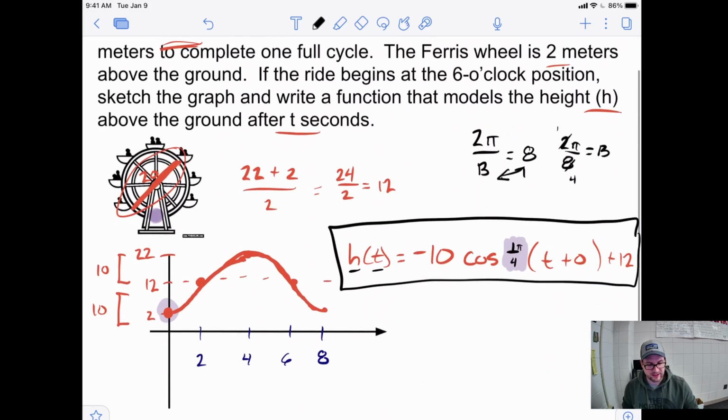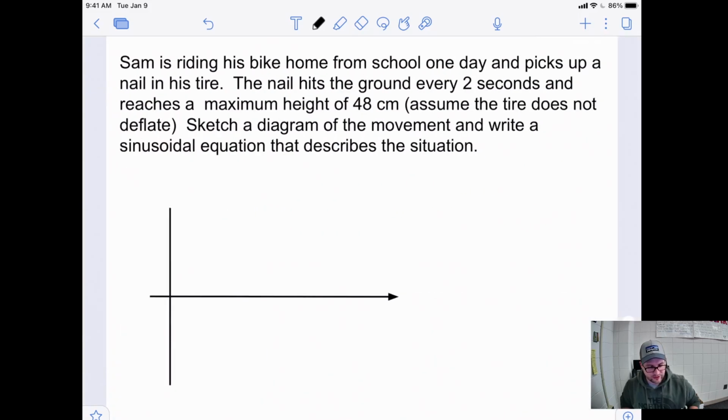Let's take a look at another one. Coming over here to this next one, it says Sam is riding his bike home from school one day, and he picks up a nail in his tire. The nail hits the ground every 2 seconds, because it's going to be click, click, click every time he comes around. So every 2 seconds, his wheel is making a revolution, which means it hits the ground.